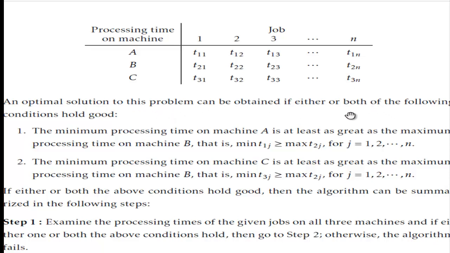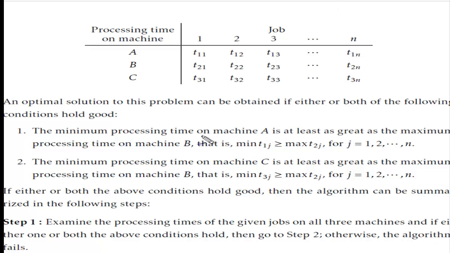Either or both, meaning either the first condition or the second condition is true, or both are true, then it is okay. If both are true, that's nice. But if even one of the conditions is true, we can convert the 3 machine model into the 2 machine model. Now what is condition 1?